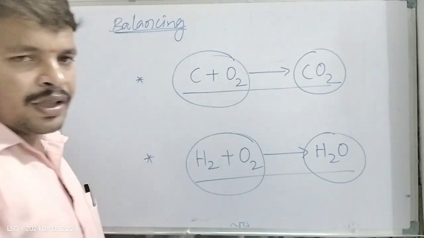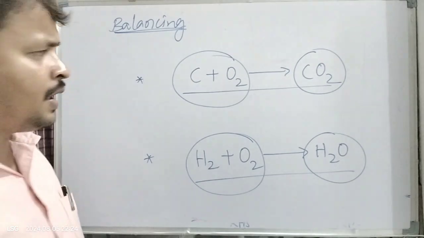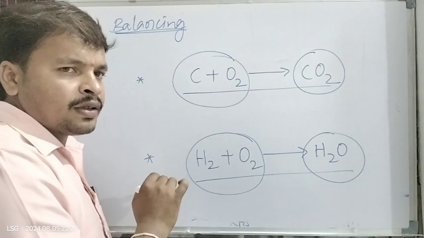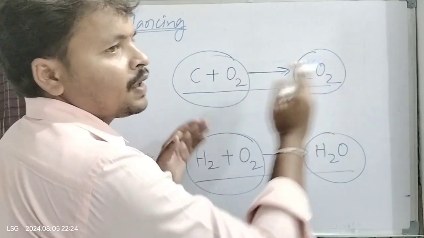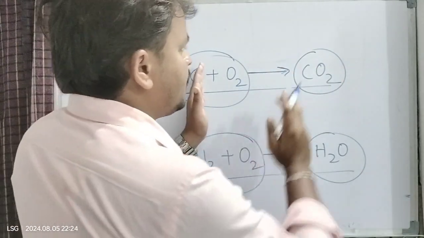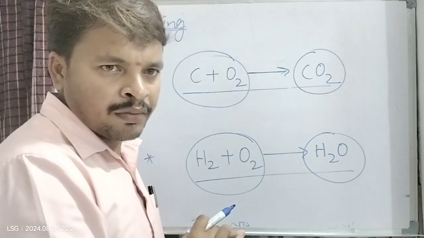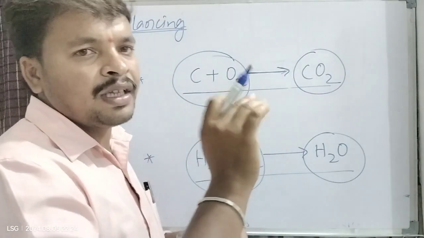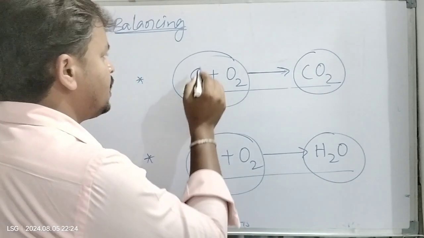In these two equations, which is balanced and which is not balanced? How to check that? Balancing means that on both sides of the equation, the left hand side and the right hand side, the elements present must be balanced in their number. Remember, in their number.